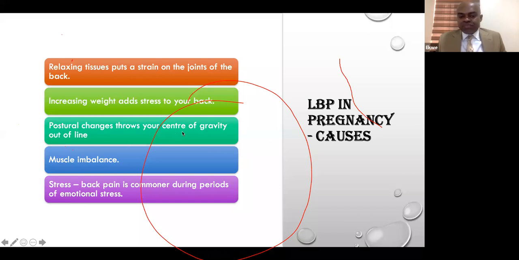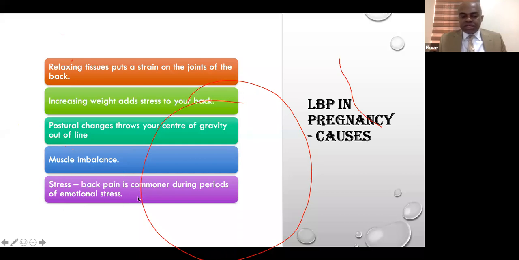Then posture. Pregnancy, especially large tummies, tends to throw your center of gravity out of line, and you are now straining your back muscles to try and maintain an upright position. Over time, that actually tends to strain your back and cause pain. Muscle imbalance. The muscles at the front of the tummy are supposed to balance the muscles at the back. When the baby bump stretches these muscles at the front, they are not able to do any balancing act at all. And that can also lead to strain of the muscles at the back.